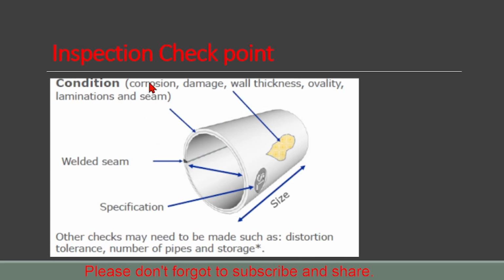Then condition, same as the plate, we have to check the corrosion, damage, then wall thickness. Then additionally we have to check ovality, lamination and seam. So welded seam, if the pipe is welded type, then we have to check the welded seam also. Then damage or size, then specification we have to check. I already showed you in the previous slide that it has the specification written. Then other checks may need to be made, such as distortion, tolerance, number of pipes and storage, same things. Whatever we ordered, that much quantity has arrived or not, that is what we have to ensure.